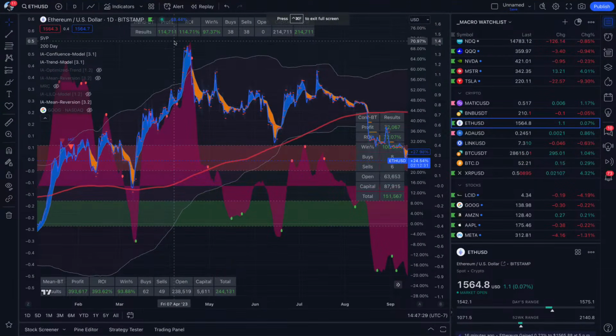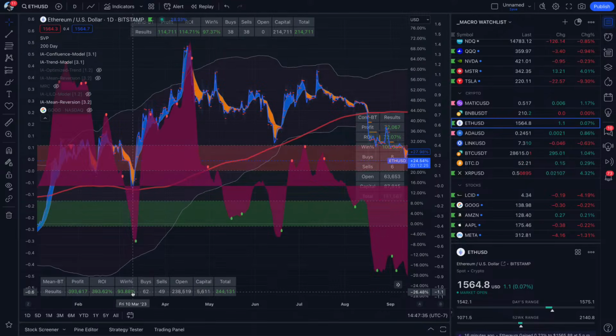You have at the top here the trend backtest, 97% win rate on just following the trend on ETH. And you've got the mean backtest, 93.88% win rate in Ethereum on the daily. And then you've got your Confluence model, 100% win rate. Literally, if you have these three indicators going at the same time, your trend, your mean, your Confluence, you're going to win. It's that simple.